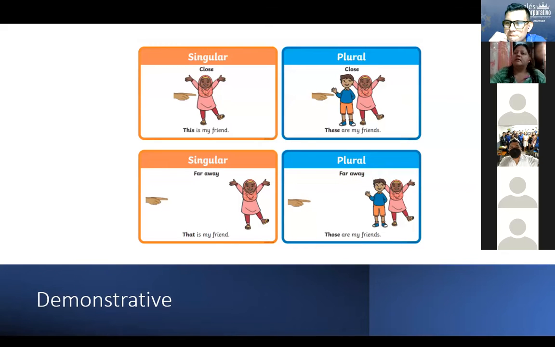How many? Help for Miss Carolina. How many demonstratives? ¿Cuántos? How many demonstratives are there?